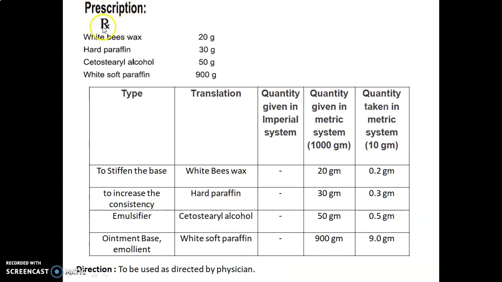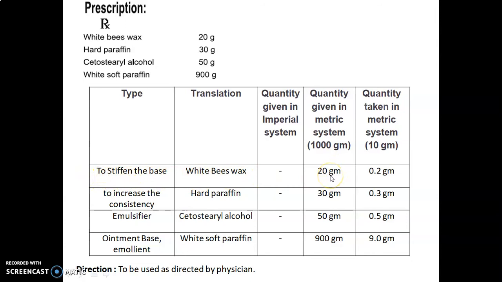Prescription, which is denoted by the symbol Rx. This is the formula: white beeswax 20 gram, hard paraffin 30 gram, cetosteryl alcohol 50 gram and white soft paraffin 900 gram. We have this formula table: type means the category, role or use of the ingredient, translation means the name of the ingredient. As we don't have the quantities given in Latin terms, we do not write the quantities in the imperial system here. Quantity given in the metric system to prepare up to 1000 gram, and quantity taken in the metric system to prepare up to 10 gram. First we have white beeswax, used to stiffen the base.